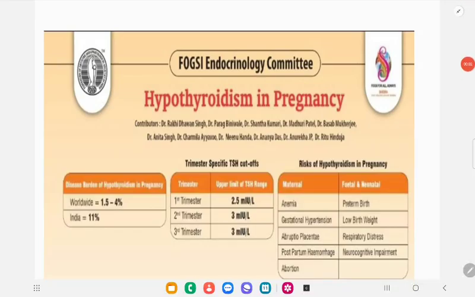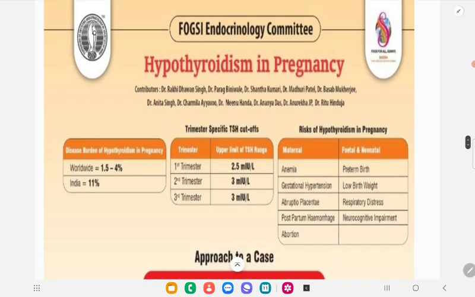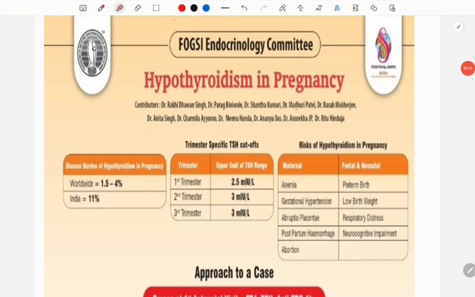Good evening. Okay, let's talk about the FOGSI endocrine commentary 2020-22 on hypothyroidism in pregnancy. The disease burden of hypothyroidism in pregnancy worldwide is 1.5 to 4%. In India it is 11%.